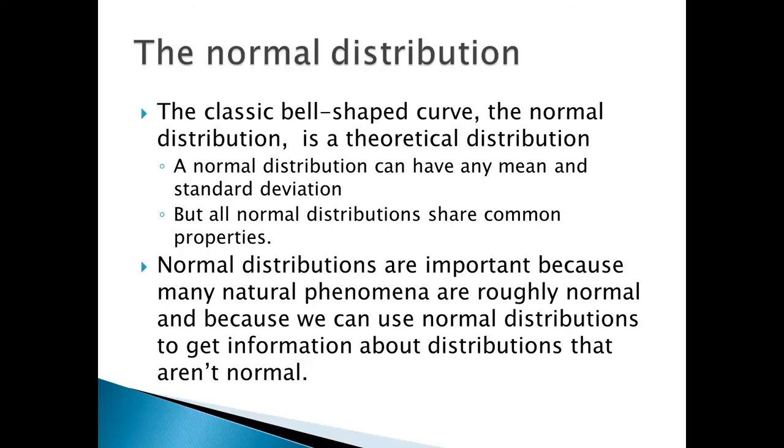They're very important because many natural phenomena, things that just happen naturally, like the height of people, or the weight of a 1 pound loaf of bread coming off a baker's assembly line. It's not going to be exactly 1 pound. There'll be some variations around 1 pound, but it'll be a normal distribution.